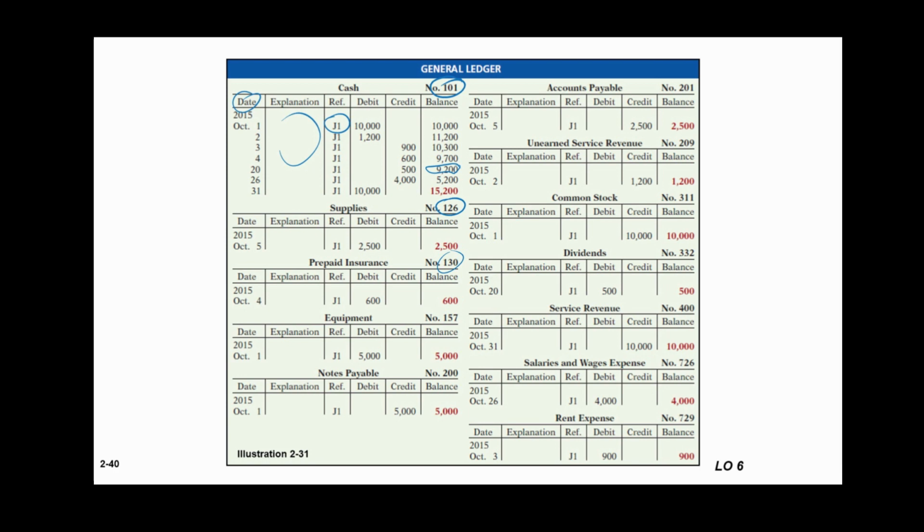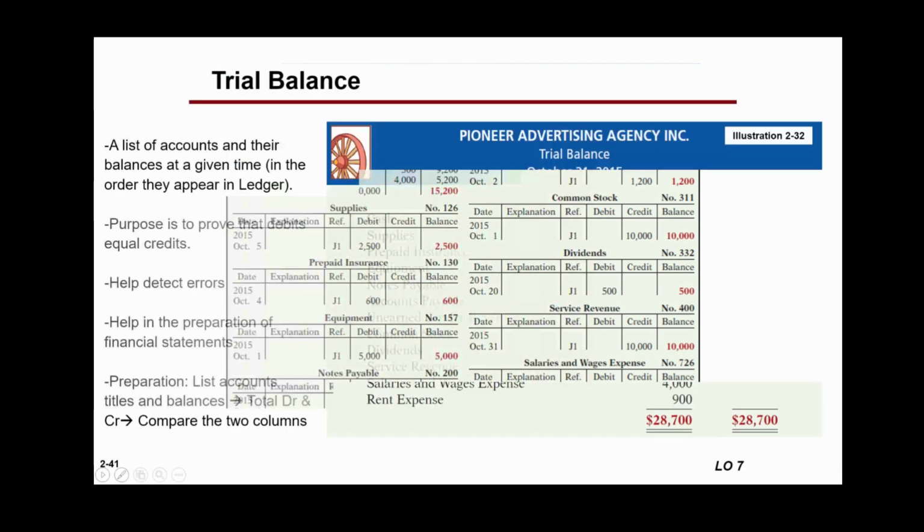And as you can see, they are usually presented in this order. First, you have assets, then you have liabilities, then stockholders' equity. And stockholders' equity is presented in this order as well. You have common stock, dividends. And then you have the revenues and expenses. So we start first with balance sheet accounts, and then on the ledger, if you remember, we talked about that last time, balance sheet accounts, and then we have the income statement accounts. Any questions?